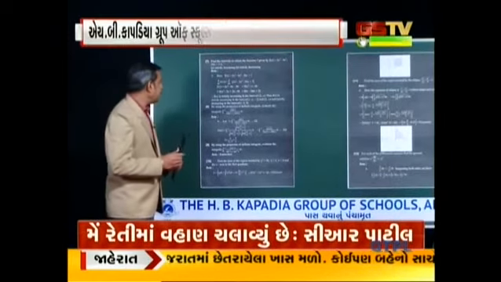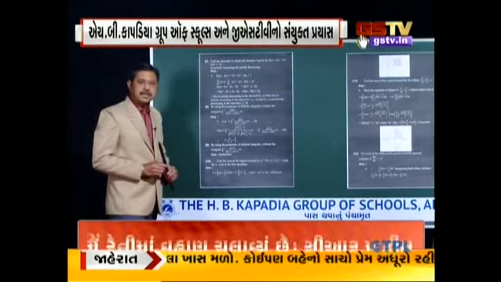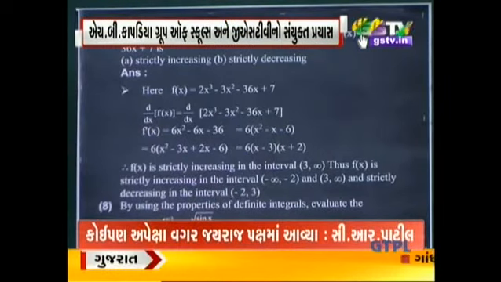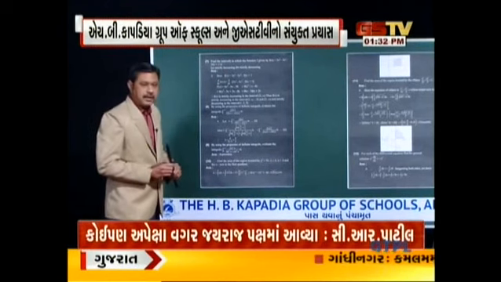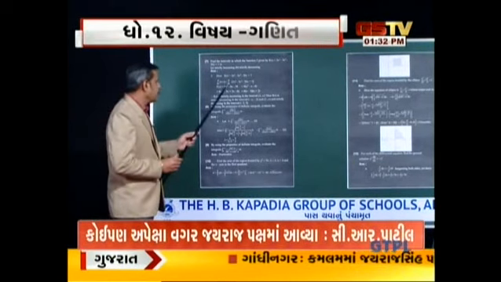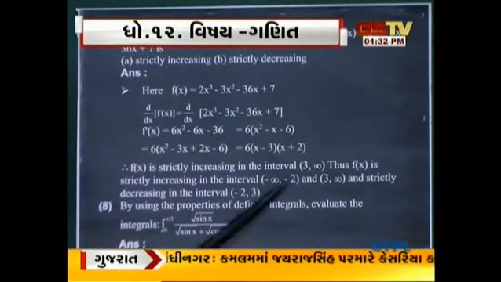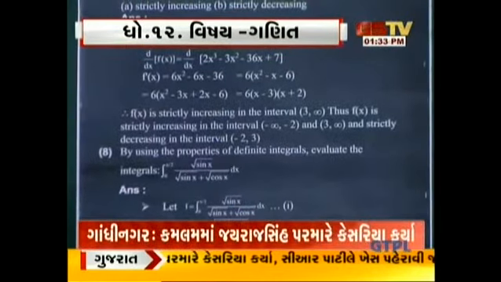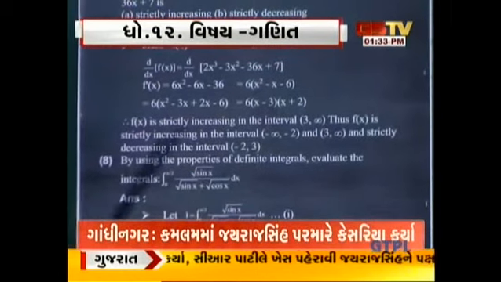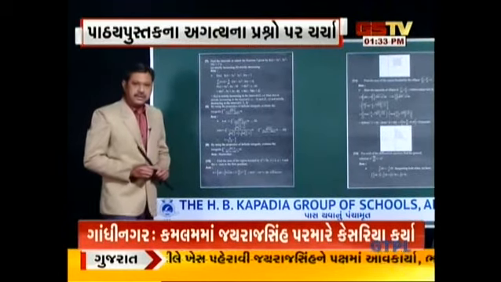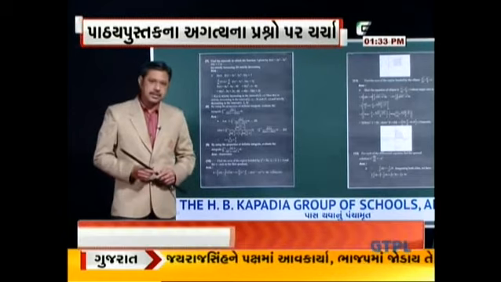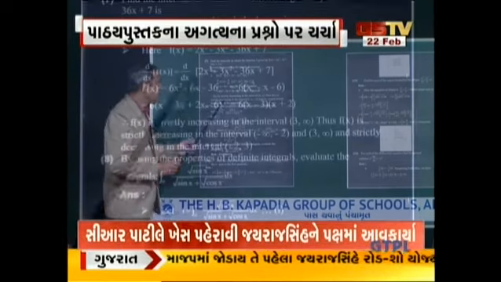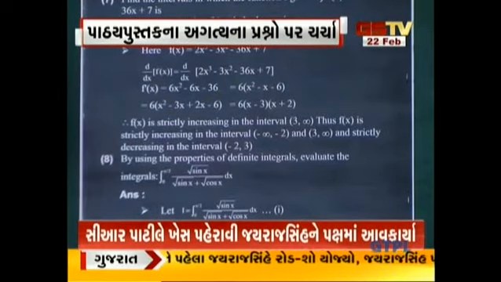Now for finding the intervals of increasing and decreasing function, we put these values on the number line, and there are 3 main intervals. One is minus infinity to minus 2, second is minus 2 to 3, and the third one is from 3 to infinity. Now in which interval f dash x is greater than 0, and in which interval f dash x is less than 0, we have to check by taking one number as an example.